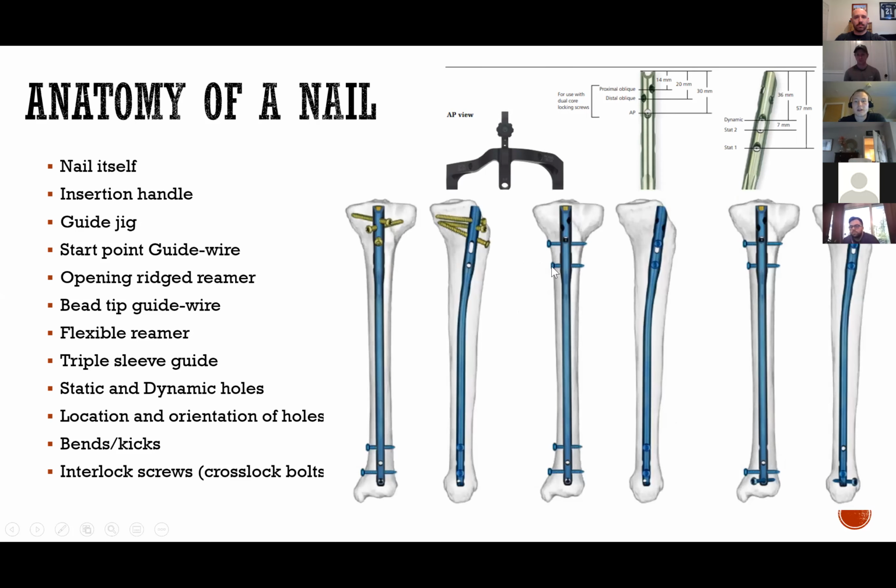And so here is a modern generation nail. This is Synthes' latest nail. And you can see that these nails have come a long way to the point where we can put in screws in all sorts of different angles and at different levels, different heights, depending upon where the fracture is or what type of stability we need to give to the fracture.